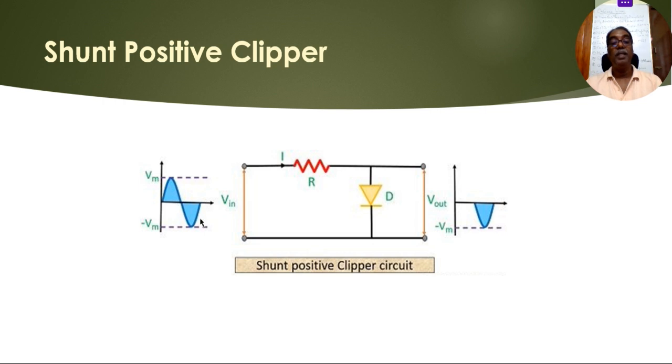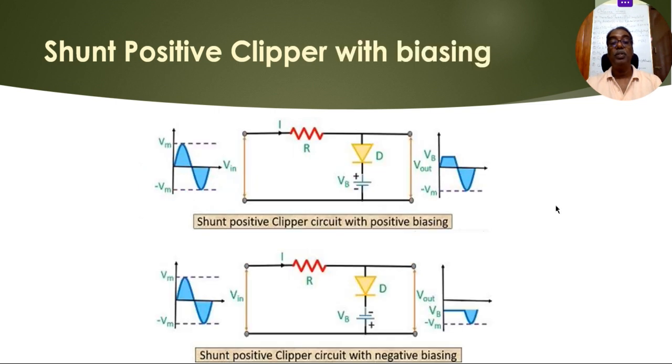When it is the negative going cycle, the diode will be reverse biased and the current will not flow through the diode, and the current will flow through R and the load resistor RL, and applying the voltage divider, the output voltage will be V input times RL by R plus RL. That is the output voltage. So the same logic will be applied for the biasing with the VB values.